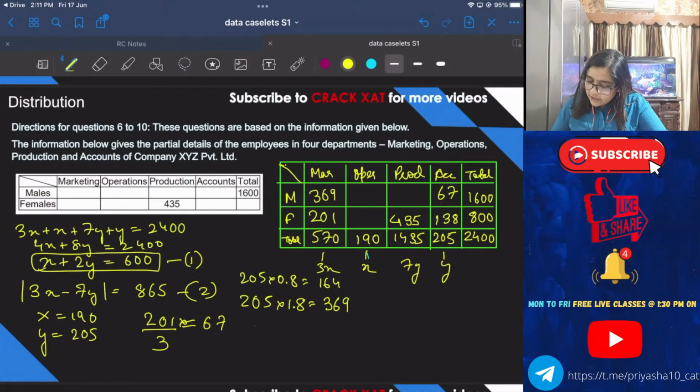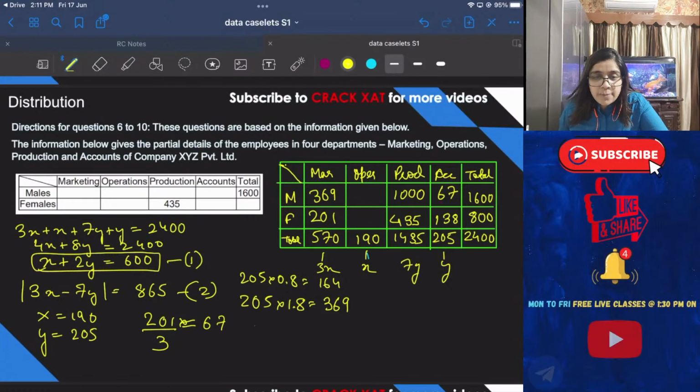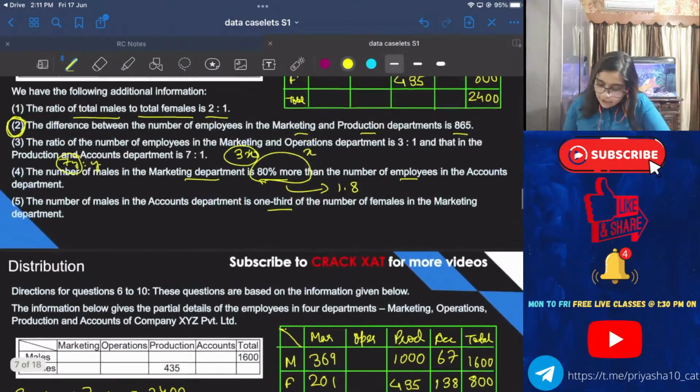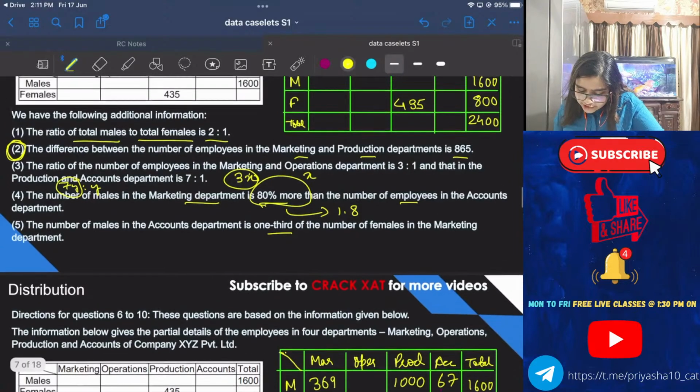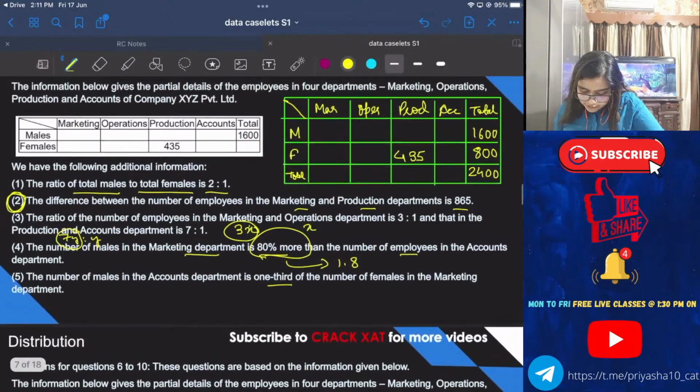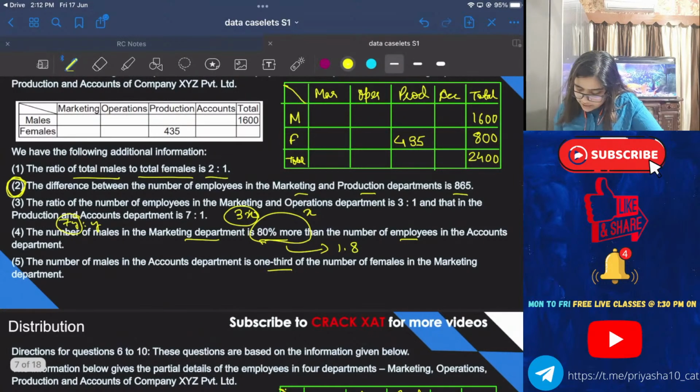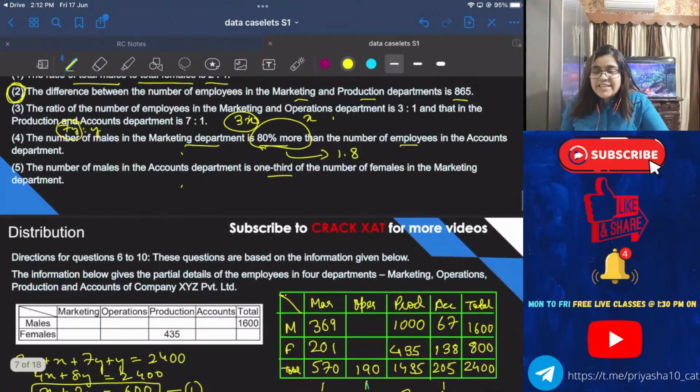Now, after 138, what more information can I find out? I can find out the production males. Okay, production males will be 1000. Wow, I don't need your help in this. That's easy. Okay, now operations. How are you filling the value of operations? Do we have any information about operations here? Please check. Operations, not really. 7:1. Accounts department, marketing, operations department, total I have. Okay, chat is delayed. No problem, Setu. That happens.